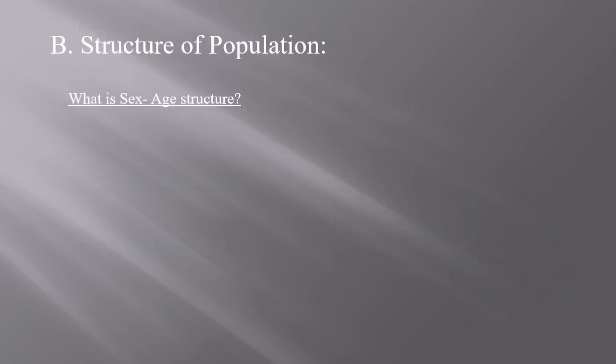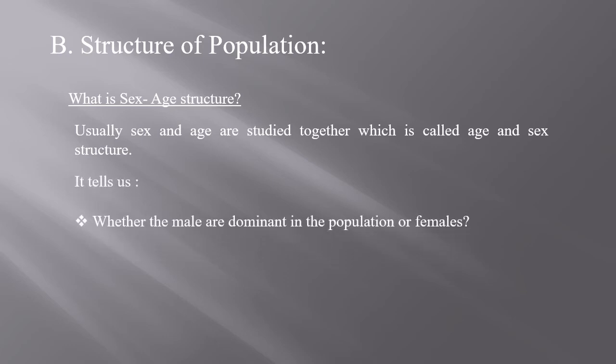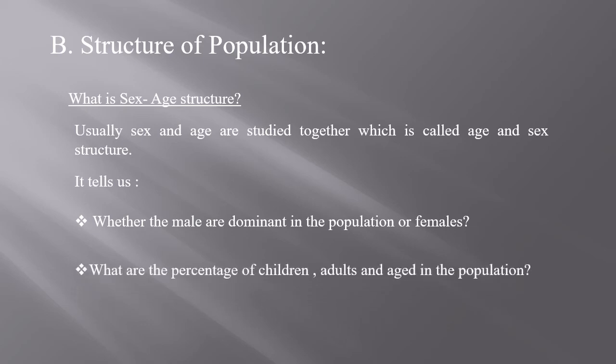What is sex-age structure? Usually, sex and age are studied together, which is called age and sex structure. It tells us whether the males are dominant in the population or females. What are the percentages of children, adults and aged in the population?